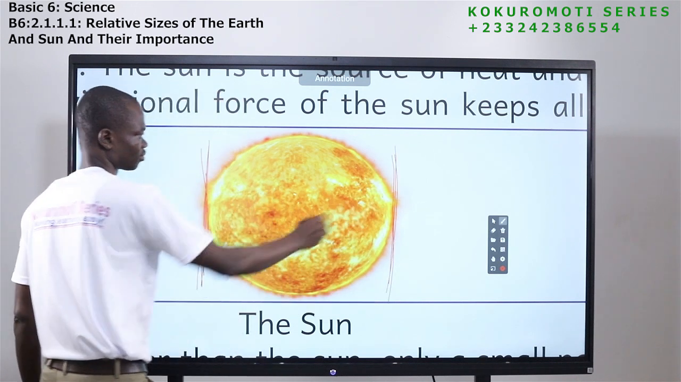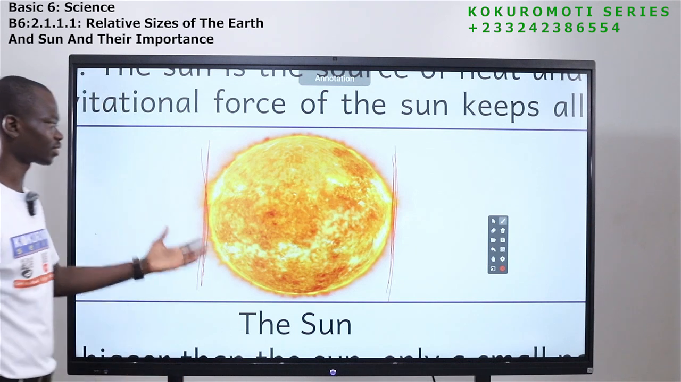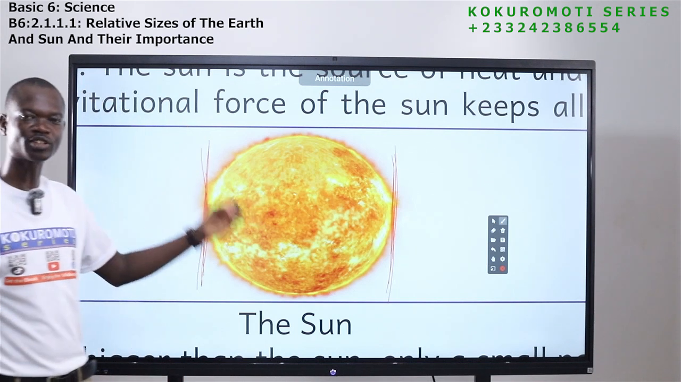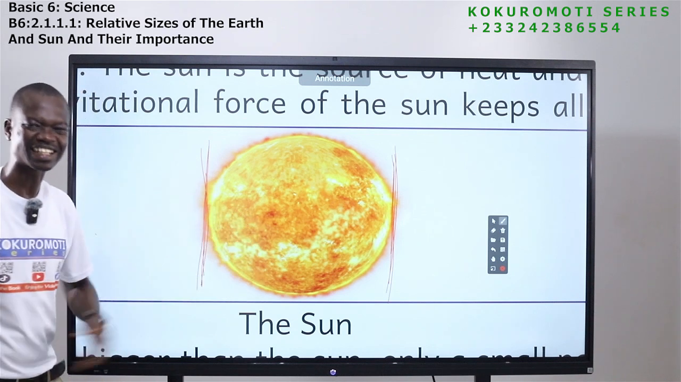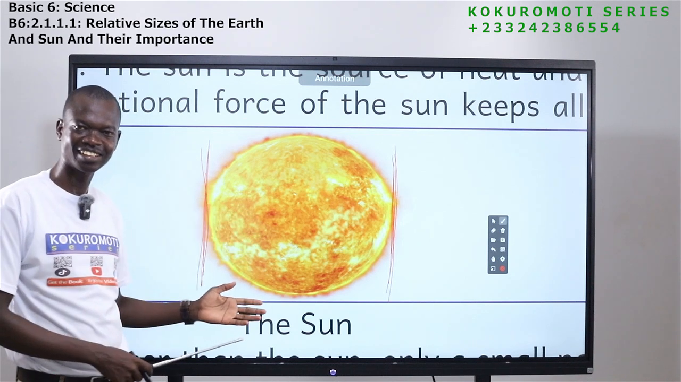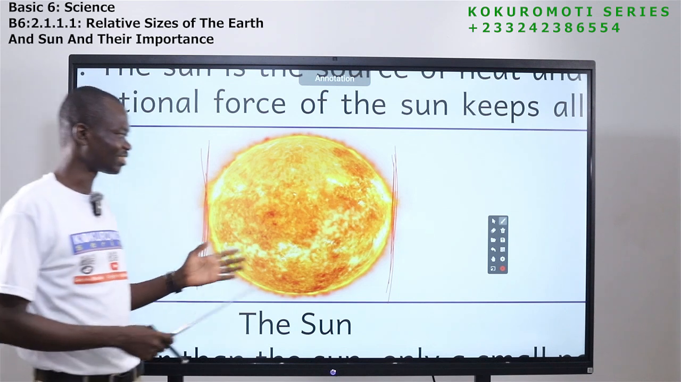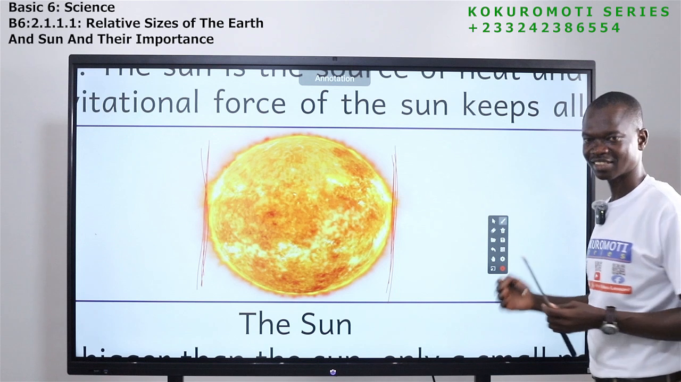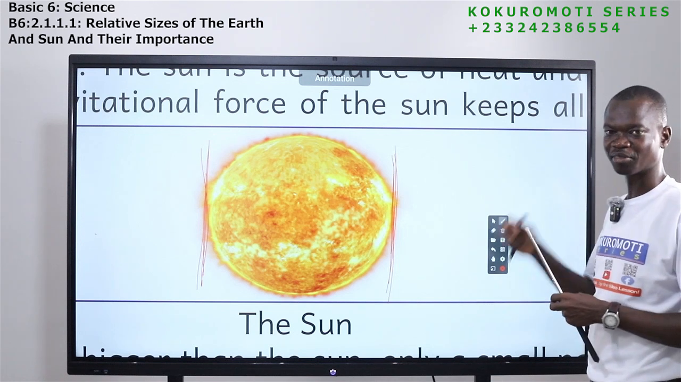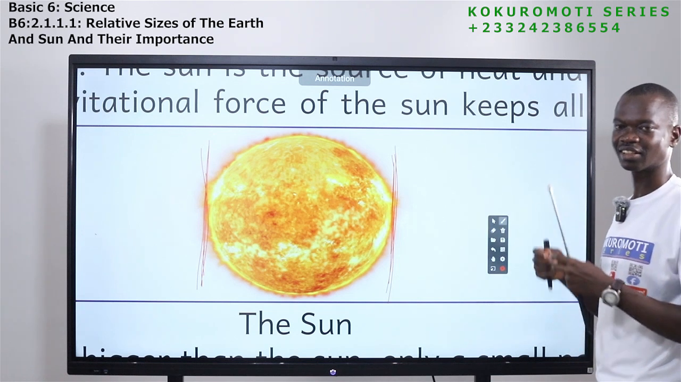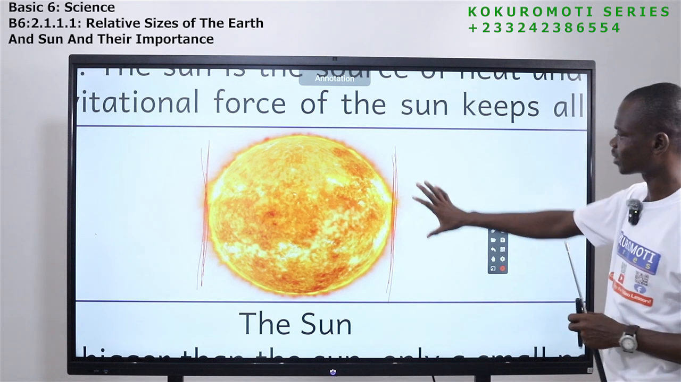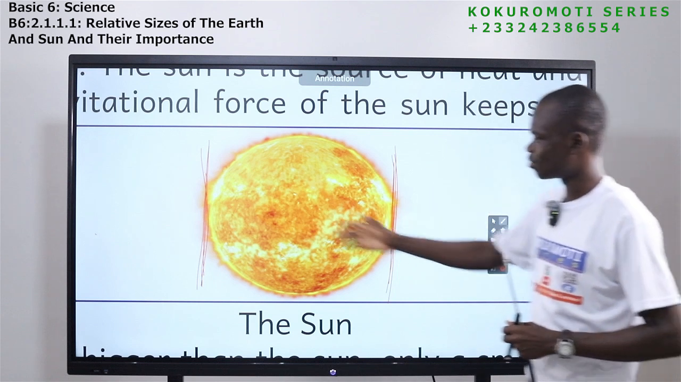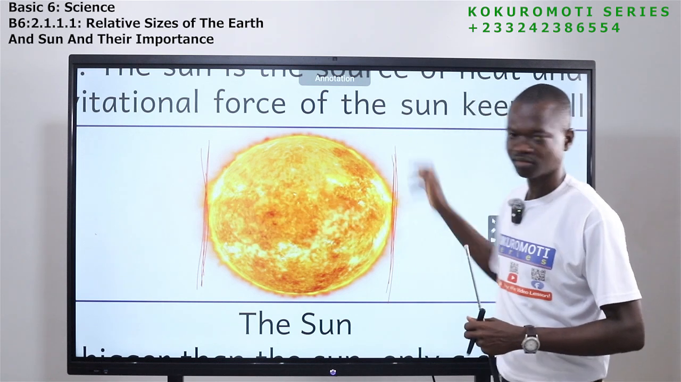Have you seen it? And the size of this, or the weight of this, is 333,000 times heavier than the Earth. It is heavier than the Earth by 333,000 times. So you see, this is the size of the Sun. Look at the diameter.